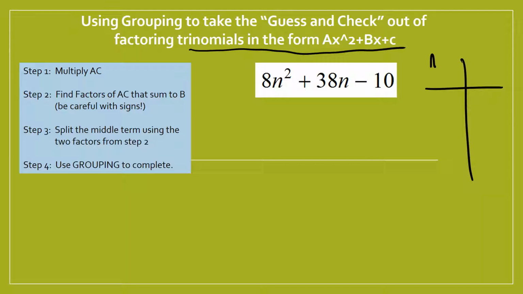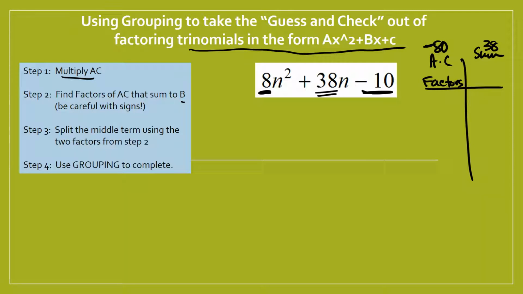So first we're going to do a times c, and we're going to find the factors. So a times c is, in this case, going to be negative 80. So negative 80 is the number we're factoring. And we want the sum to be 38. Okay, so we're going to multiply a times c. So 8 times negative 10, and that gives us the negative 80. We're going to find factors of that negative 80 that sum to be 38, the b term. We've got to be careful with signs.